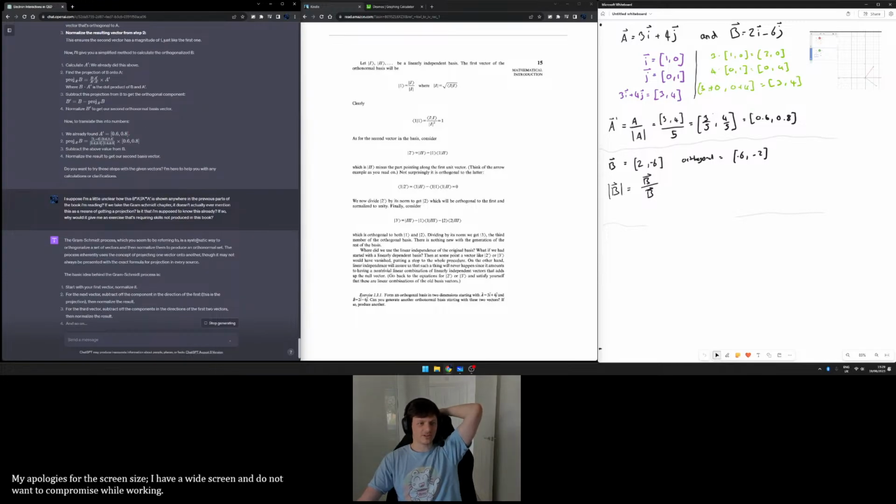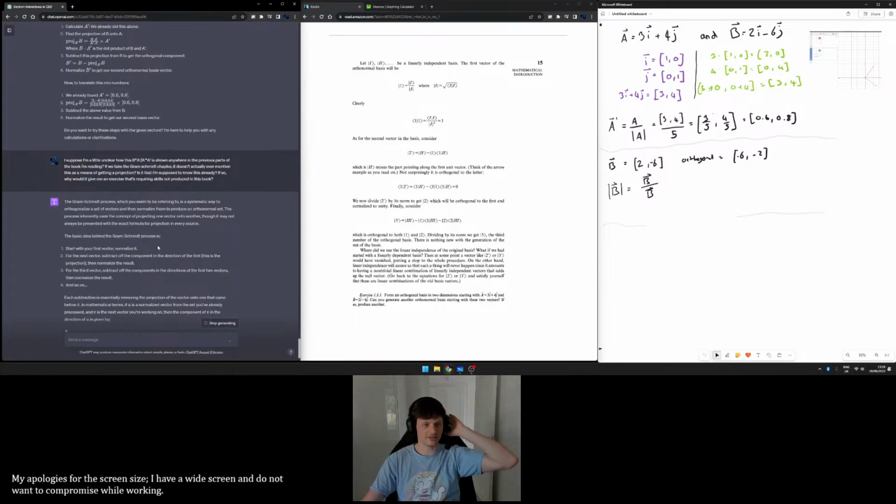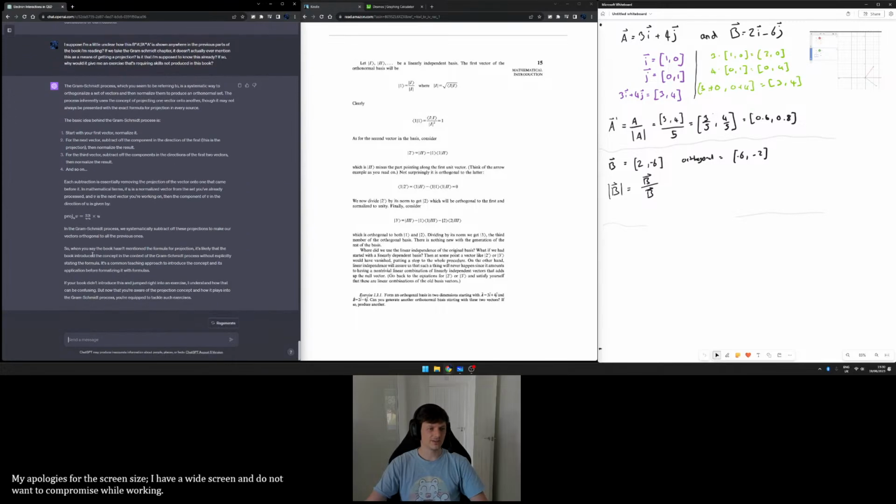The Gram-Schmidt process, which you seem to be referring to, is a systematic way to orthogonalize a set of vectors and then normalize them to produce an orthonormal set. The process inherently uses the concept of projecting one vector onto another, though it may not always be presented with the exact formula for projection in every source. The basic idea is: start with your first vector, normalize it. For the next vector, subtract off the component in the direction of the first. This is the projection. Then normalize the result. For the third vector, subtract off the components in the directions of the first two vectors, then normalize the result, and so on. Each subtraction is essentially removing the projection of the vector onto the one that came before it.